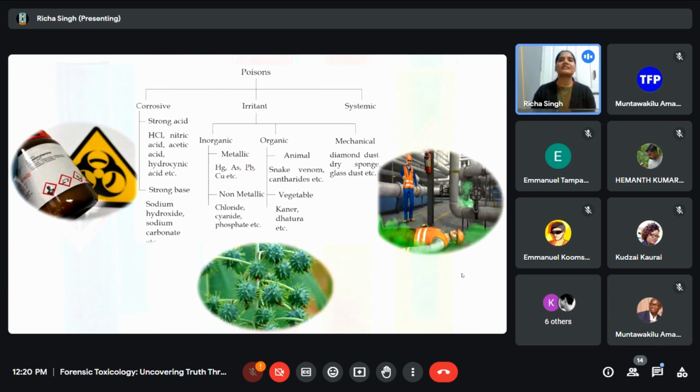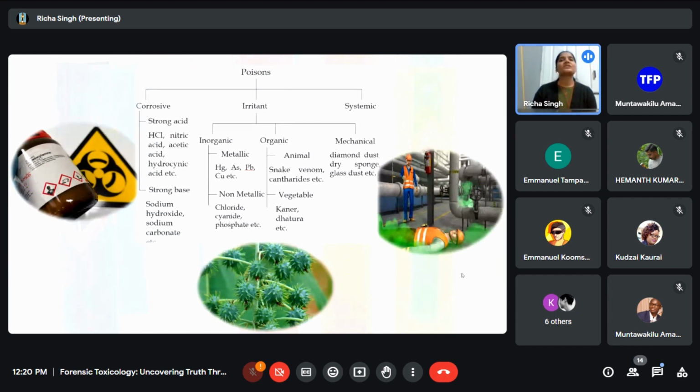Now moving to the next category, that is irritant, we have inorganic, organic, and mechanical. In the inorganic category, we have metallics. Basically, all the heavy metals fall under this category. And in non-metals, we have chlorides, cyanides, phosphates, sulfates, etc.